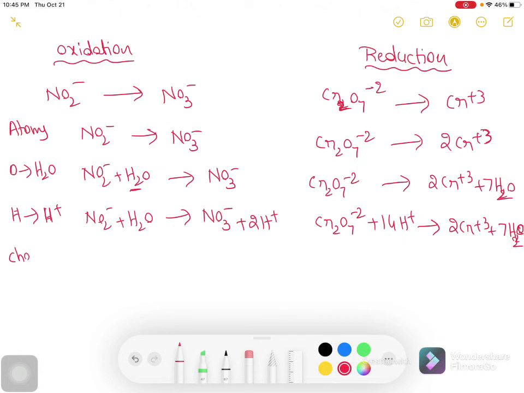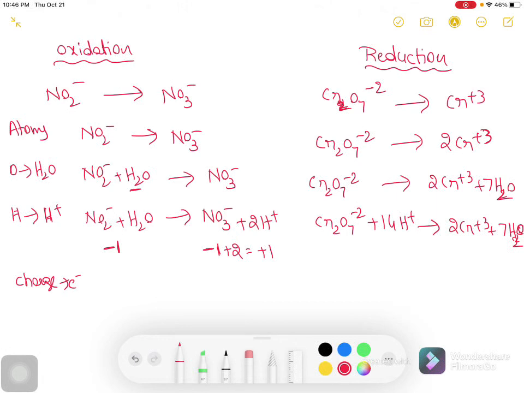Charge is balanced by using electrons. Charge balancing. See, NO2 minus has minus 1 charge. NO3 minus is minus 1, plus 2, so minus 1 plus 2 is plus 1. Total plus 1. Left side minus 1, right side plus 1. Among minus 1 and plus 1, plus 1 is the higher value. I told you already, we need to add electrons on the more charged side, so we have to add electrons on the right side.